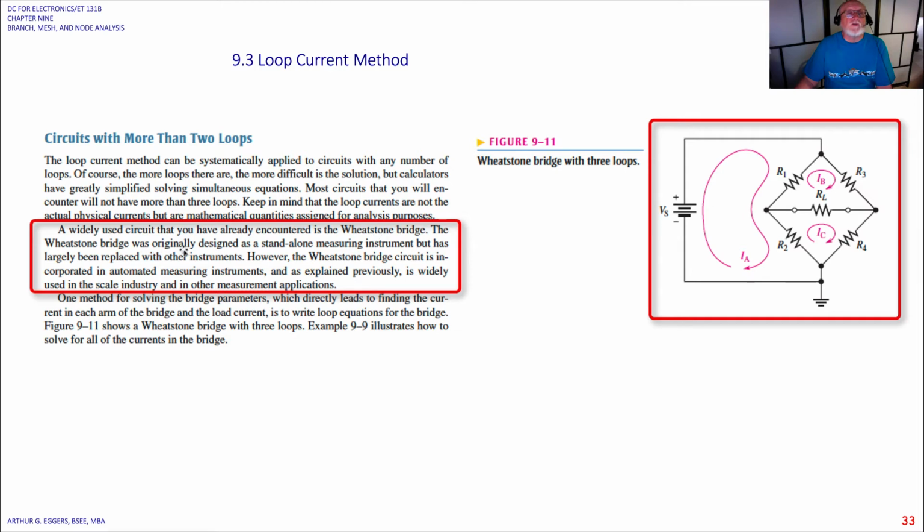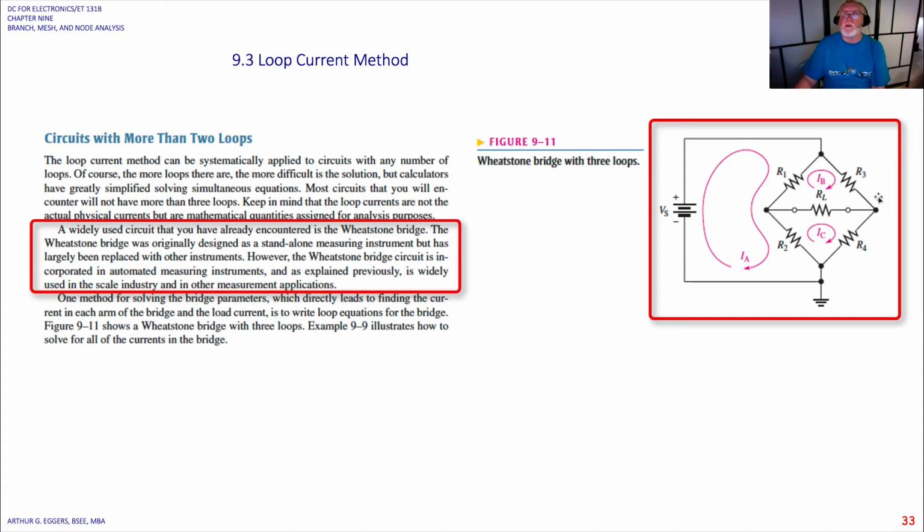The Wheatstone Bridge was originally designed as a standalone measuring instrument, but has largely been replaced by other instruments. Whatever you put across the center here, then you could use as a balance, and so that becomes your load, or however you want to look at it. However, Wheatstone Bridge circuits are incorporated in automated measuring equipment, and, as explained previously, it is widely used in the scale industry and other measurement applications.